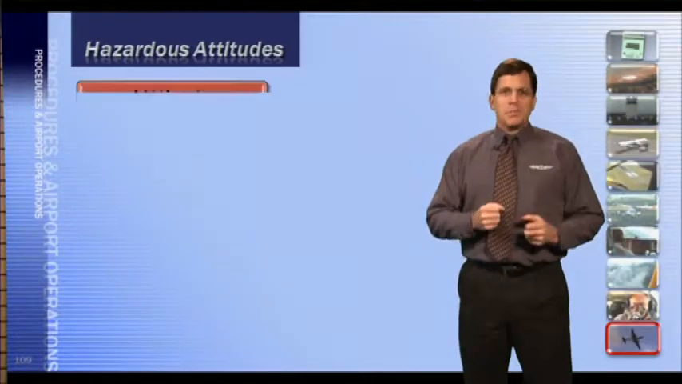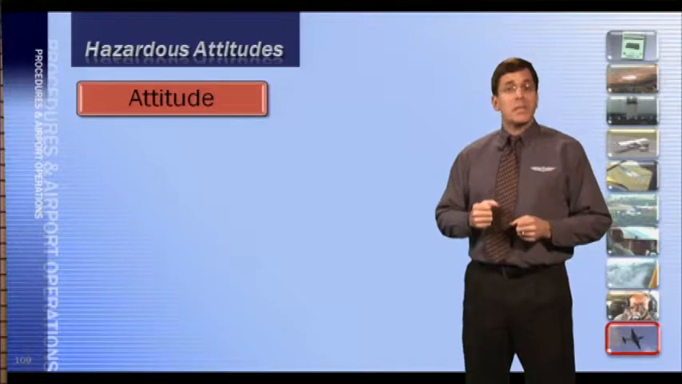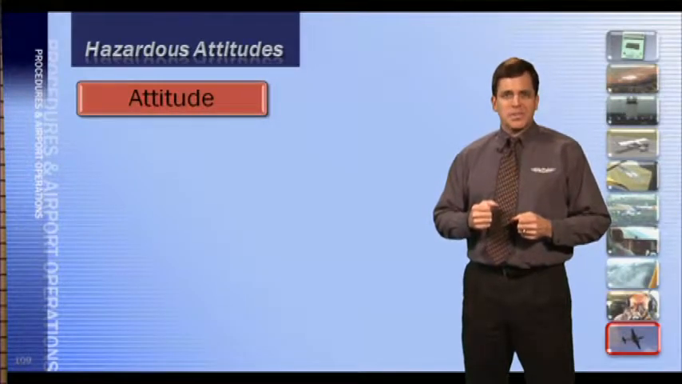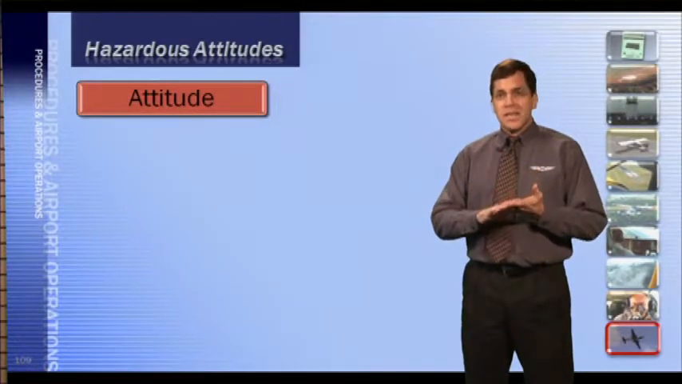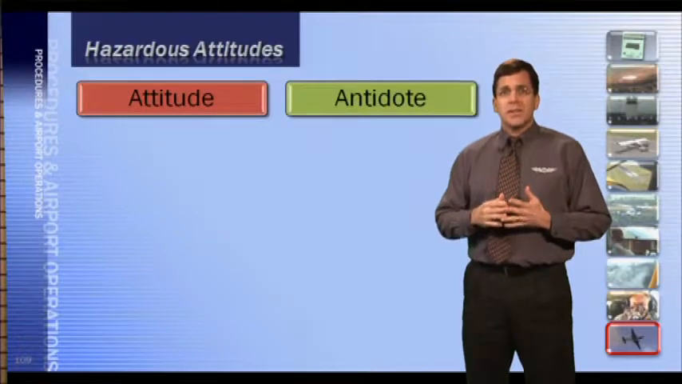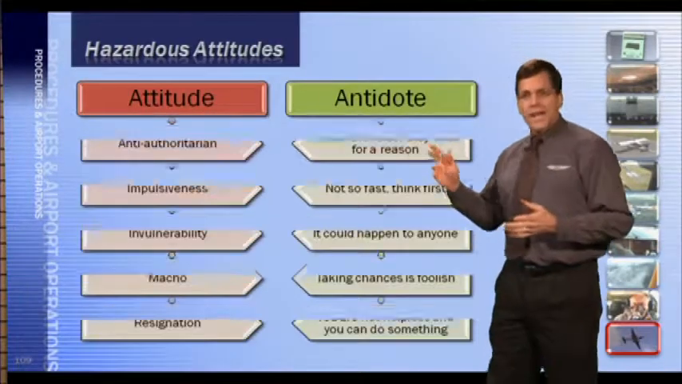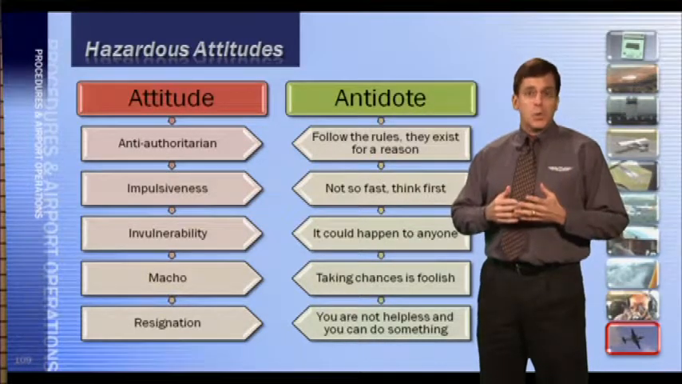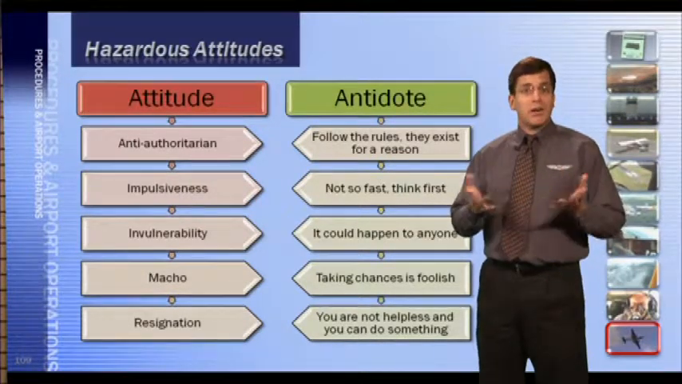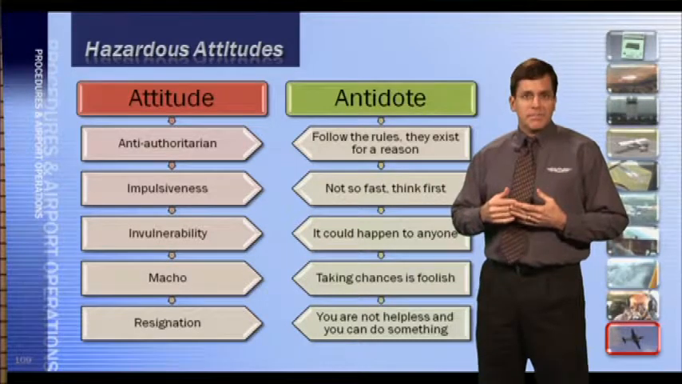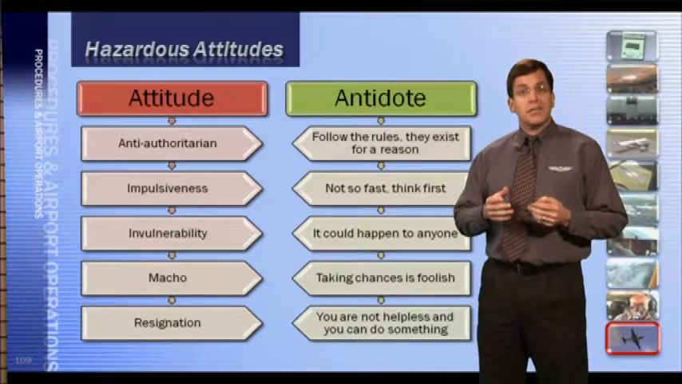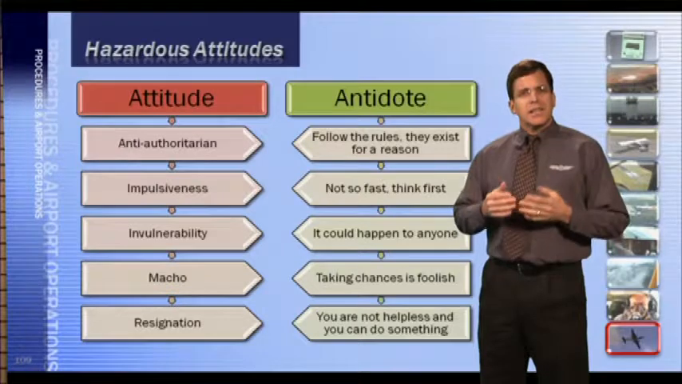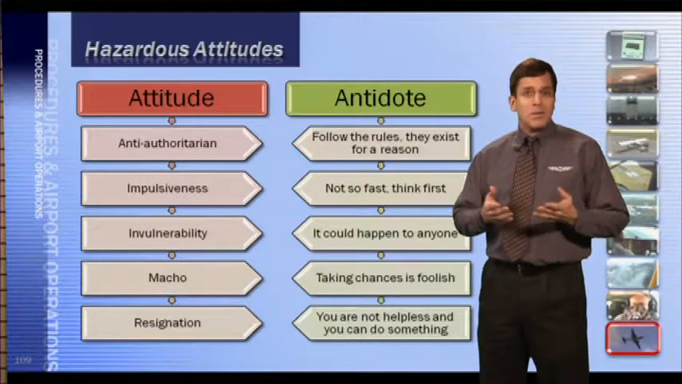The behavioral traps we've discussed often arise from specific hazardous attitudes. Pilots should be aware of these attitudes and how to counteract them. The first attitude is anti-authoritarian. People who have an anti-authority attitude think that the rules aren't correct or that they don't apply to them. The antidote is to remind yourself to follow the rules. They exist for a reason, and they're probably correct.